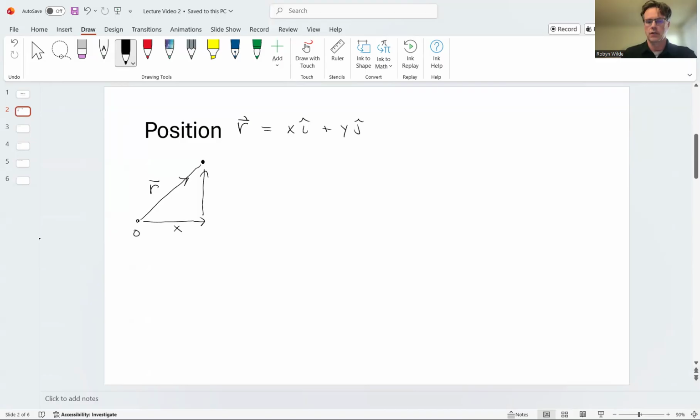Now the position can change. It can move maybe over to here. So I might have a second position. Maybe I have an initial and a final position vector. So I'm going to call those Ri and Rf.